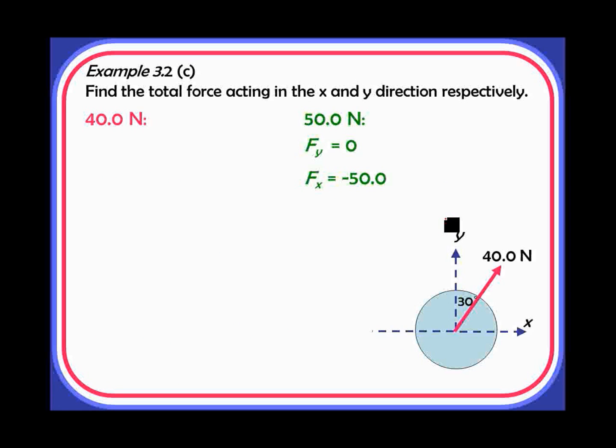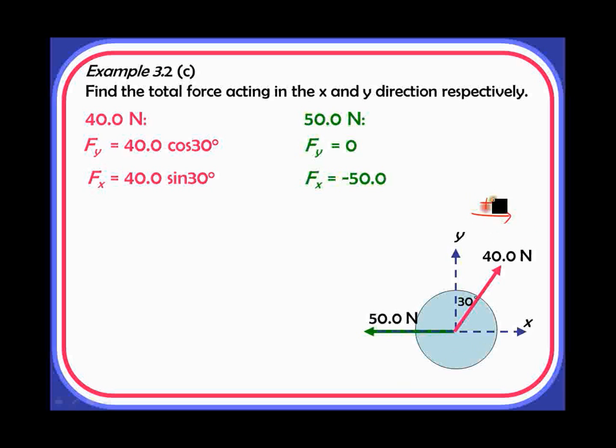Okay, we move on to 3.2c. In 3.2c, again there are two forces. I will do the 50 Newton first, since the answer is already here. For the 50 Newton, very easy. It is only acting in the x direction, but negative x direction.